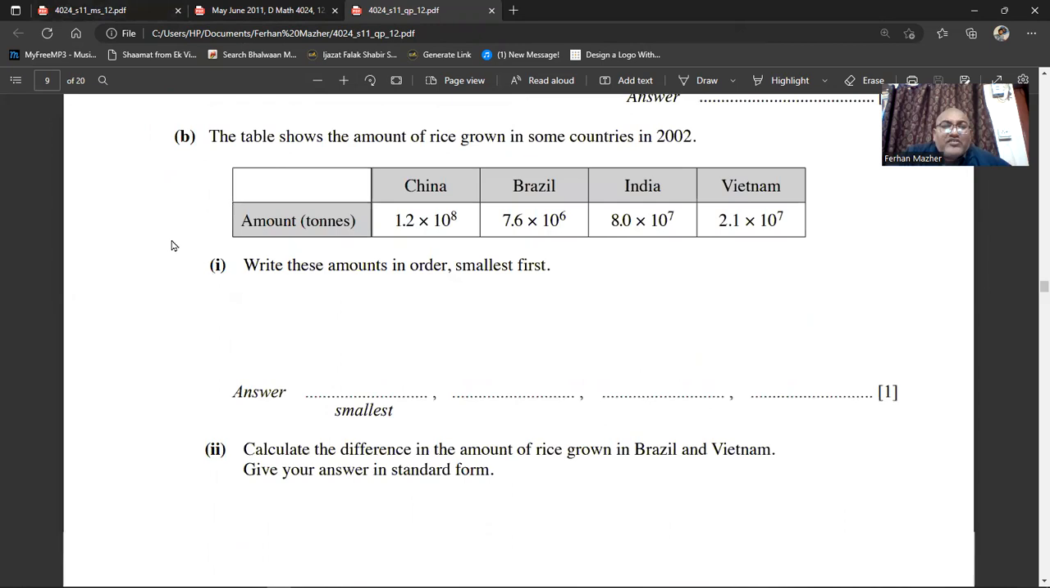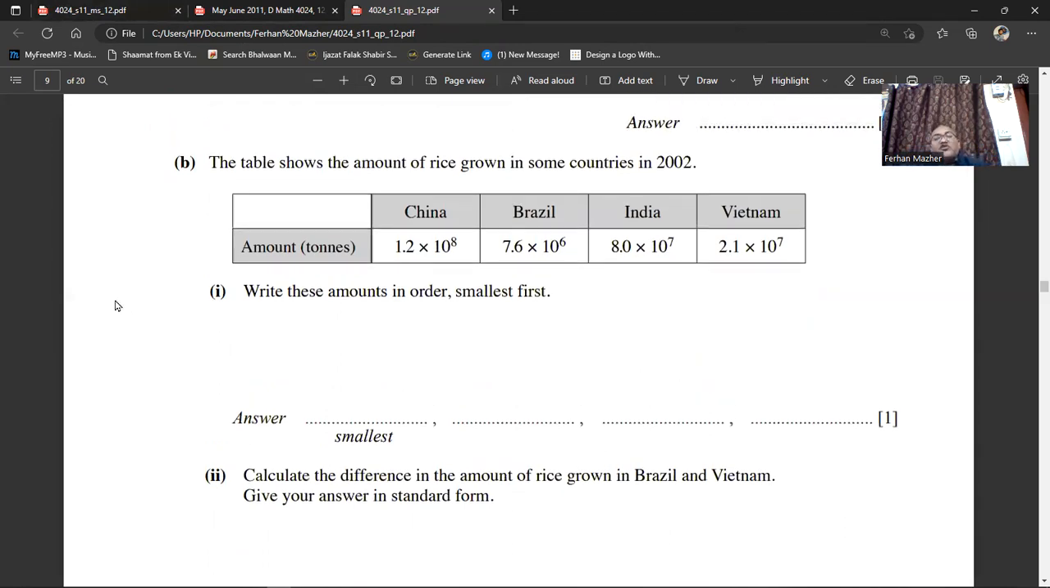B part is question number 13. He says, the table shows the amount of rice grown in some countries in 2002. The amount is given in tons: China 1.2 expo 8, Brazil 7.6 expo 6, India 8 expo 7, Vietnam 2.1 expo 7. Write these amounts in order, smallest first.